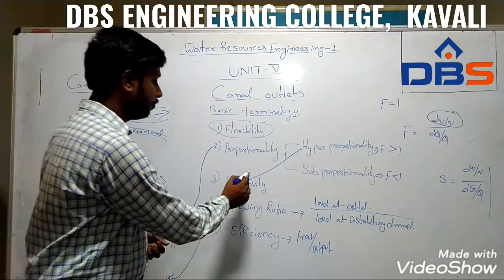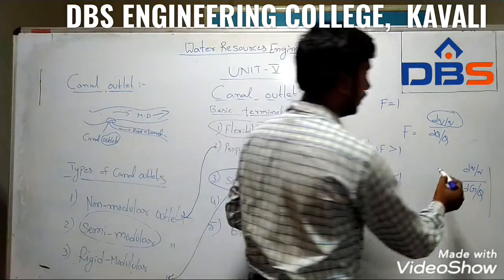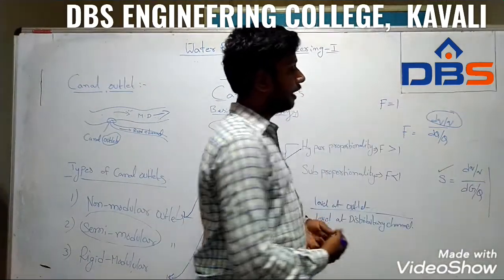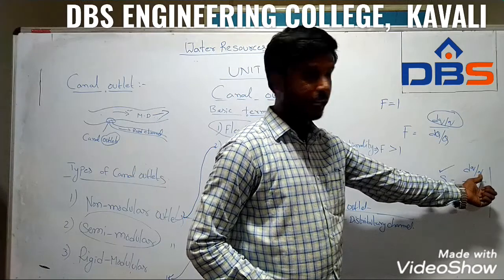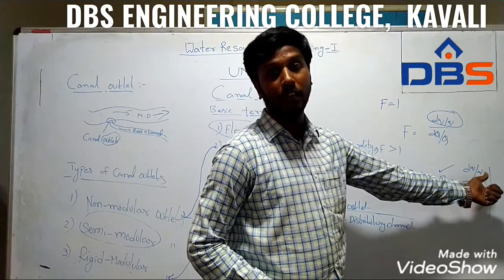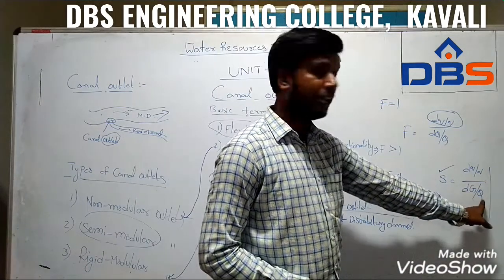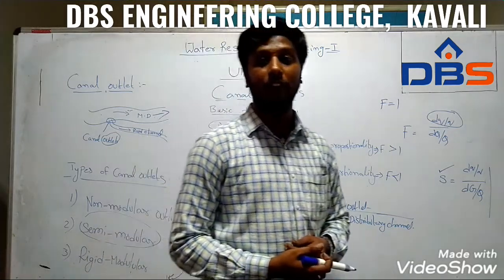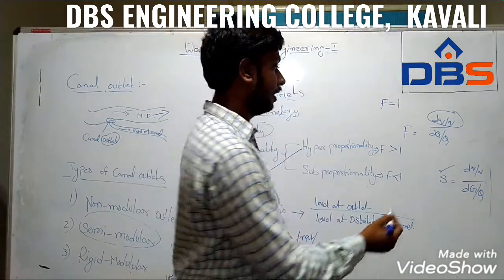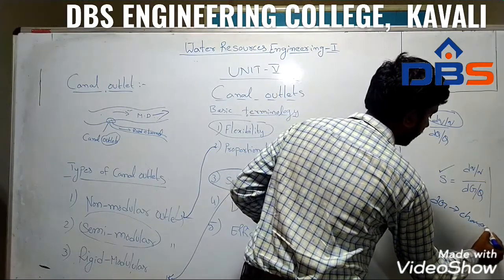Coming to the third point, sensitivity. Sensitivity is indicated with S. It is also a ratio, with dq/q being the rate of change of discharge occurring in the field channel, and dG/G being the rate of change of gauge levels in the major distributary. Here dG is nothing but the change of gauge reading.